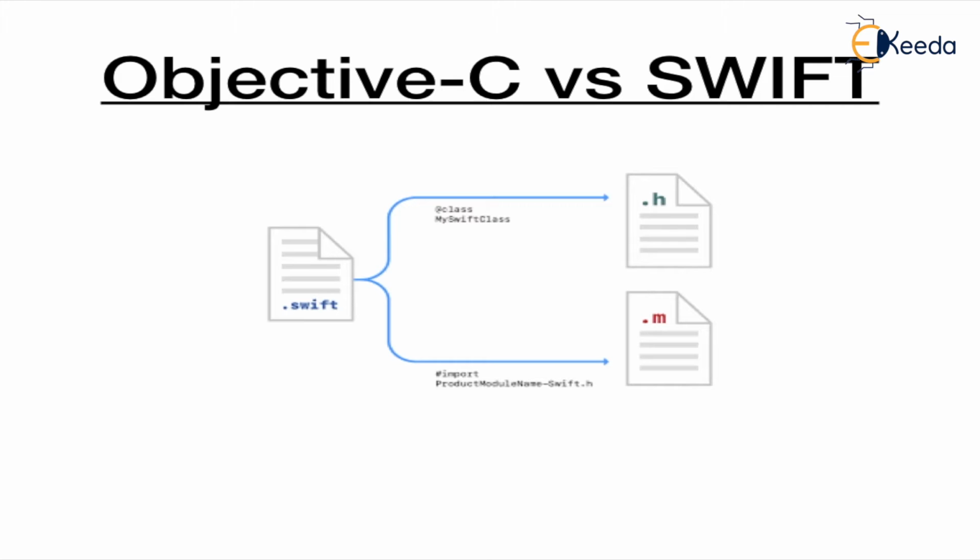So what's new in Swift? In Swift, only a .swift file, meaning only a single file, is required. In Objective C, .h is the header file and .m is the implementation file. In Swift, the combination of .h and .m is only a single .swift file. These are the major differences between Objective C and Swift.